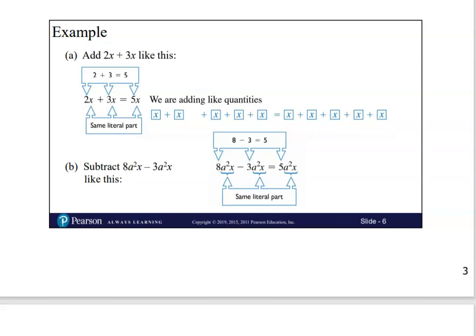Okay, on this example down here, it says to subtract 8a squared x minus 3a squared x. So the first thing I want to look for is my variables and my exponents. This is an a squared x. This is an a squared x. Those are exactly the same. So when I subtract them, I'm going to get 5a squared x, by doing 8 minus 3, subtracting the coefficients, the numbers in the front.